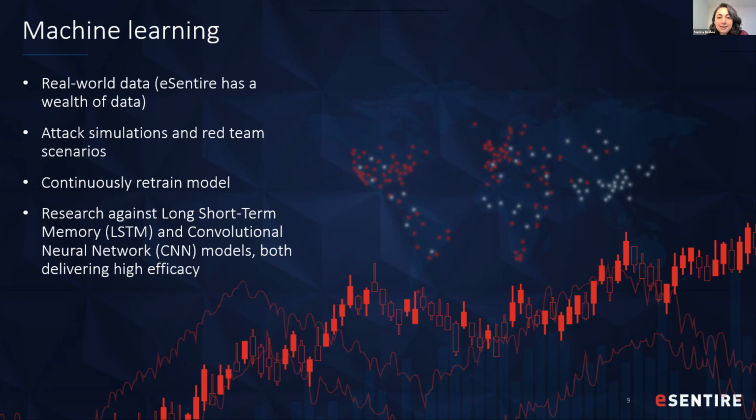Having said that, I have created two different deep neural network models: long short-term memory, or LSTM, and convolutional neural network, CNN, to detect the anomaly. Both models achieved over 99% accuracy.